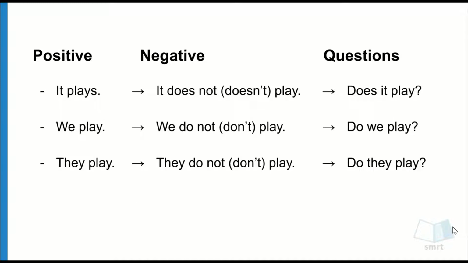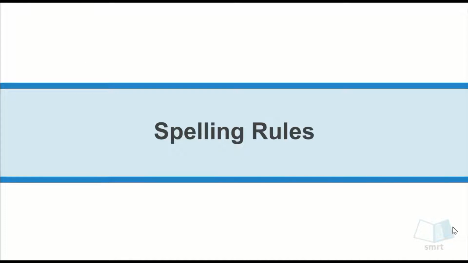Here we have more examples about the third person and the plural subjects of the pronouns like we play, we don't play, and do we play. So remember that we use does for the third person, that are he, she, it, and we use do with all the other pronouns. The spelling rules. Remember that here there is a thing that we have to add an S to the verb in the third persons for the positive sentences.